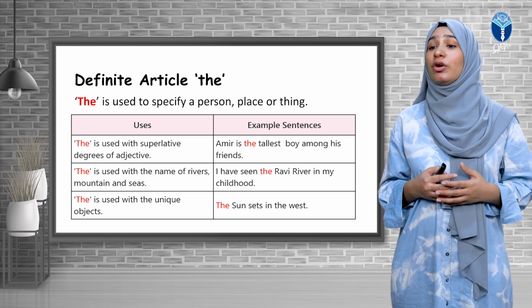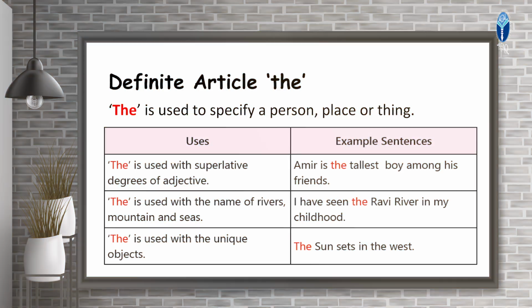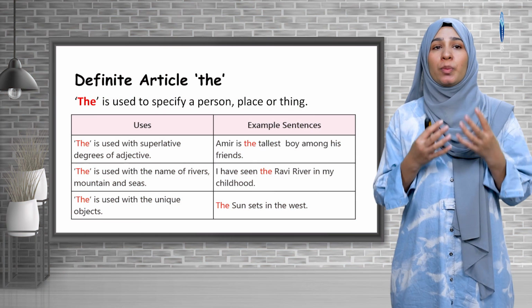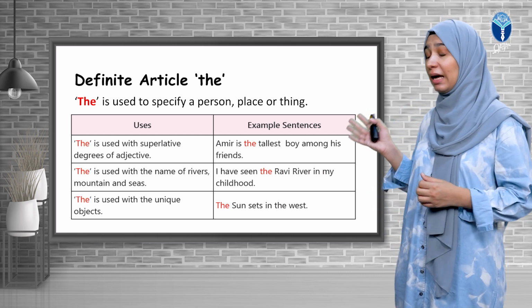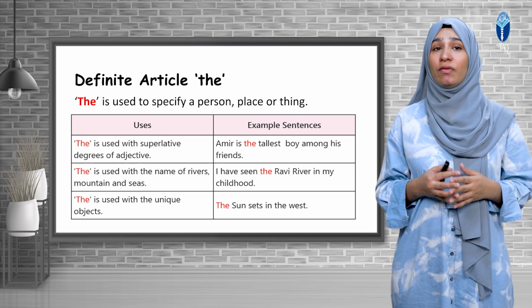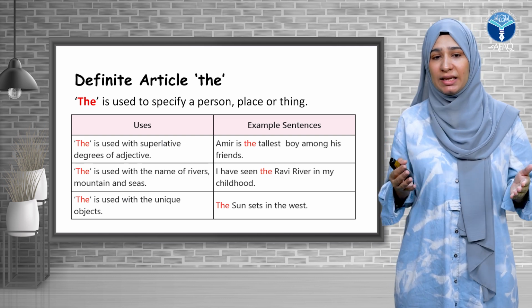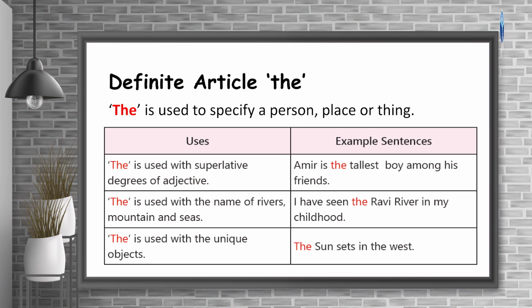For example, we could also use it for comparison. Who is the tallest in our class? Okay, very good. So, Amir is the tallest guy in the class. So, the word the before tallest is telling us that it is a superlative degree of an adjective. Next, the is used before the name of rivers, mountains and seas. Could you give me an example?